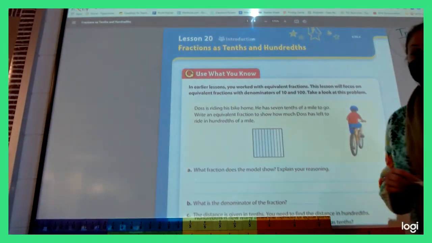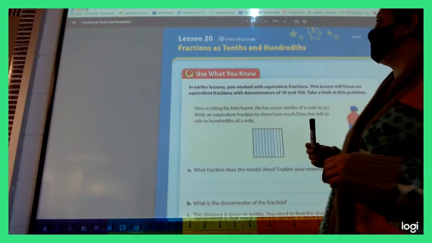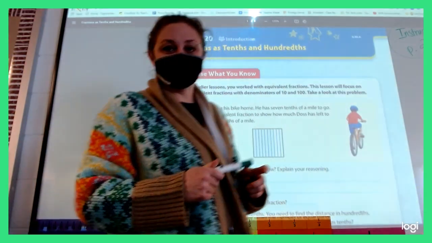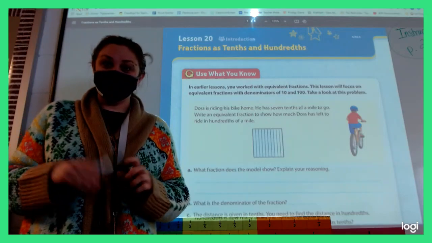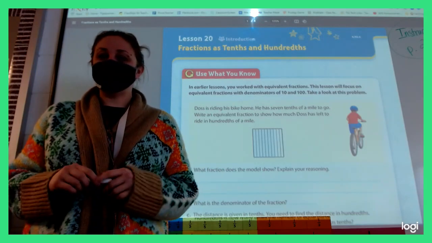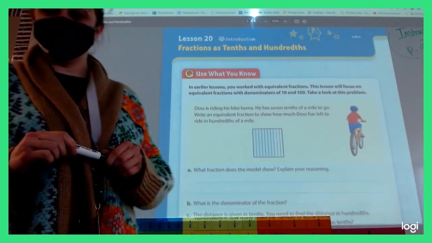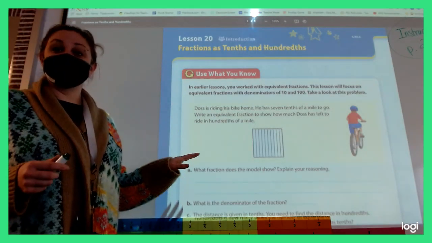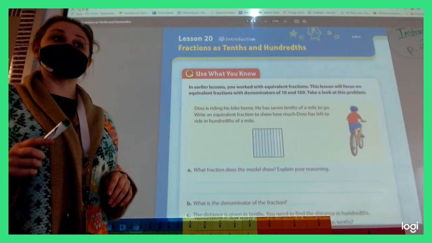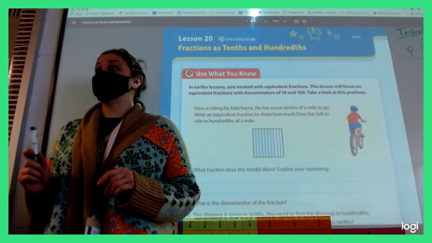All right, we are moving forward. Yesterday I told you that we would continue to work on adding and subtracting mixed numbers. We're going to take a pause on that. This year we've had a lot of in and out going home for virtual learning and e-learning, so we're running short on time. So this lesson should feel a lot easier to you today, and it's going to move us into decimals.